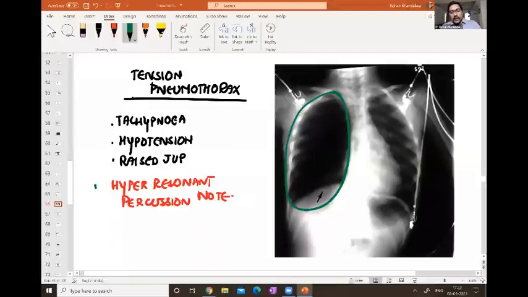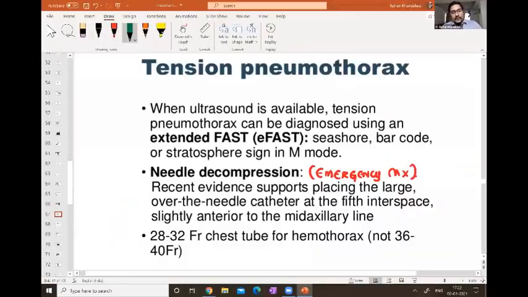In eFAST, there are 3 signs for tension pneumothorax: seashore, barcode, and stratosphere signs. So you should know about these signs. And you should also know that now the emergency management is needle decompression for tension pneumothorax. And the update is very important.